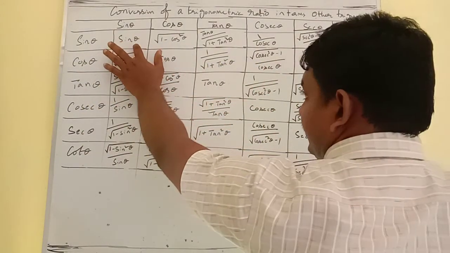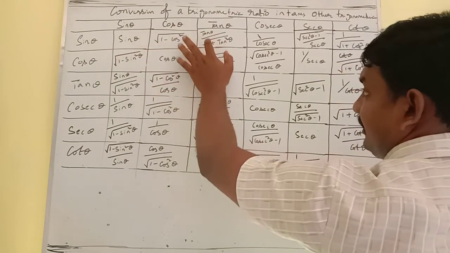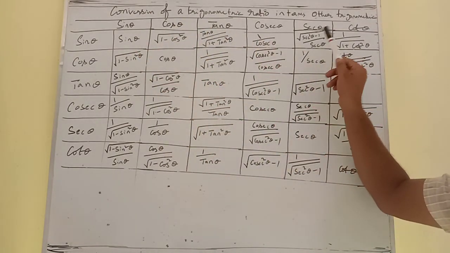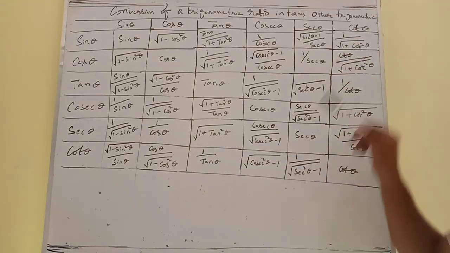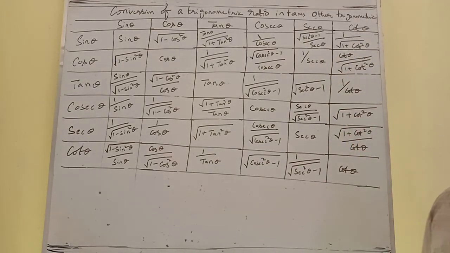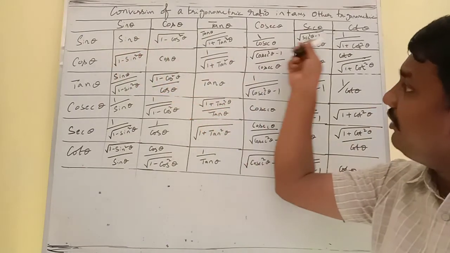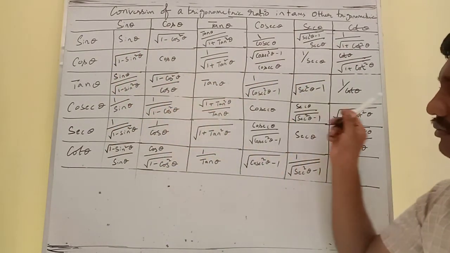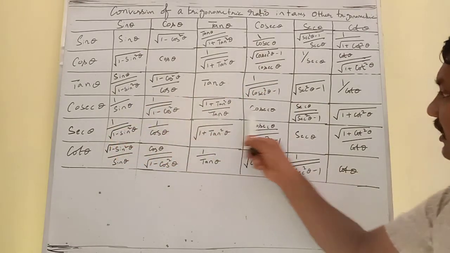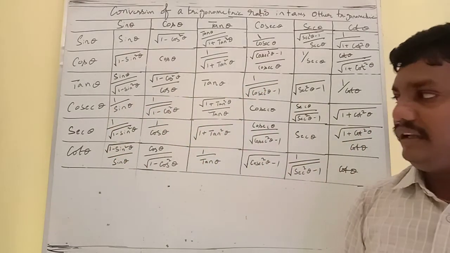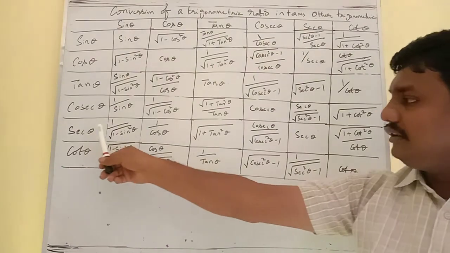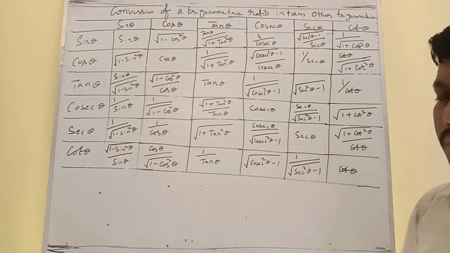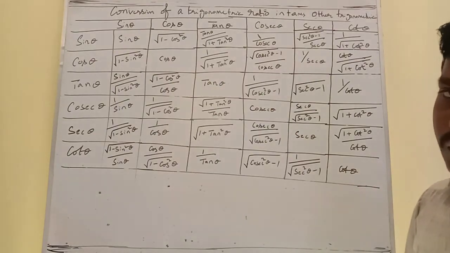This is the formula for sin theta in terms of all the other trigonometric ratios: root of 1 minus cos square theta, tan theta by root of 1 plus tan square theta, 1 by cosecant theta, root of secant square theta minus 1 by secant theta, and 1 by root of 1 plus cot square theta. These are all sin theta formulas. Then these are all cos theta formulas, these are all tan theta formulas, and these are all cosecant theta formulas in terms of all other trigonometric ratios. Like that, secant theta and cot theta in terms of all other trigonometric ratios.